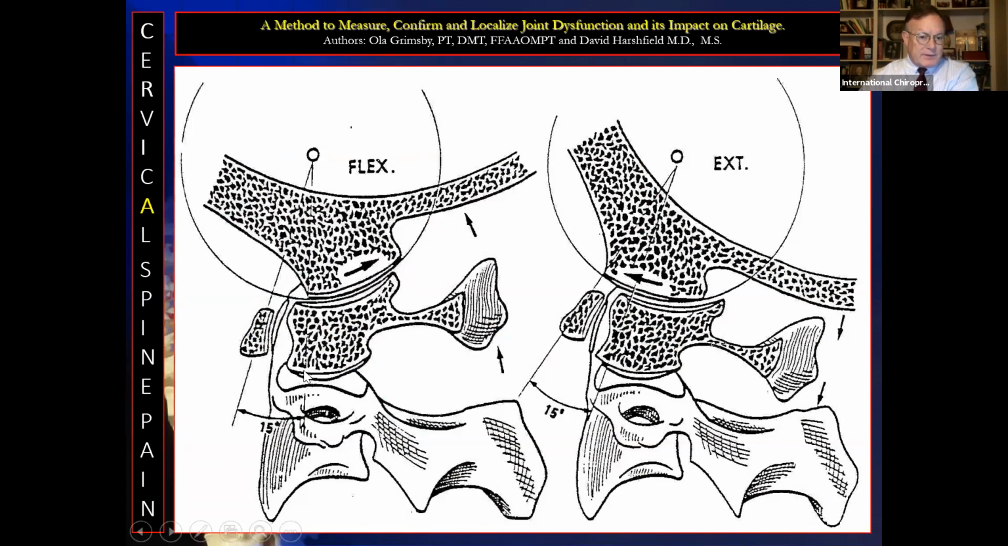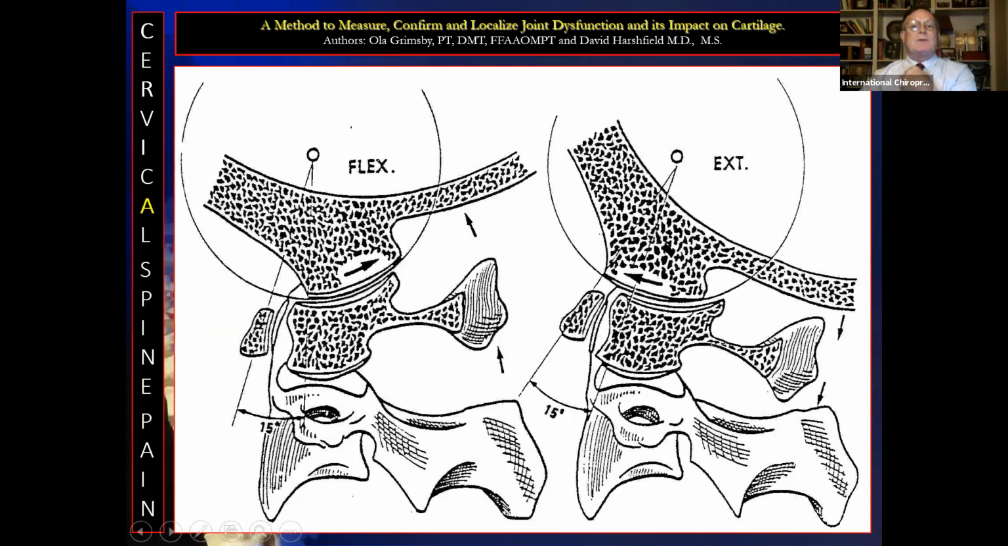And so the lowermost convexity of C1 wants to slide posterior when the head goes forward. It makes perfect sense, not only because of the weight, but also this relationship here. Notice the broadening, the width between the occipital bone and the posterior ring of C1 and the spinous process of C2. See how wide that is in flexion.